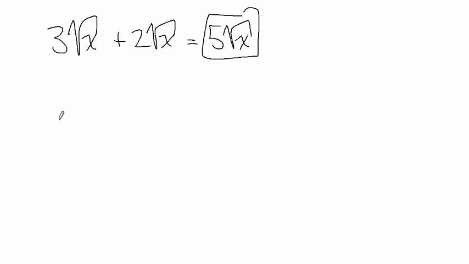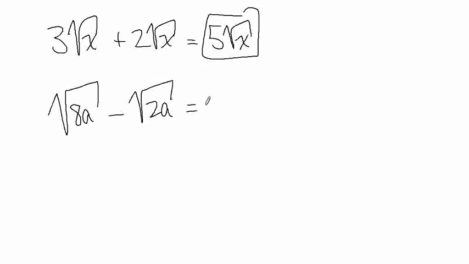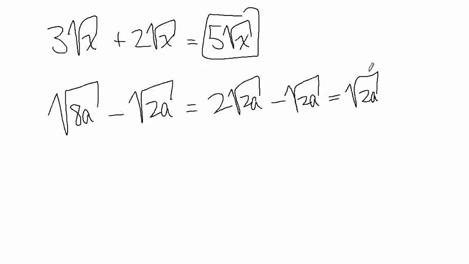And let's do a situation where we don't have the same expression underneath both radicals, but we can convert one of the radicals such that we do have the same expression underneath. Suppose I wanted to do the square root of 8a minus the square root of 2a. I can rewrite the first radical as 2 root 2a. And then now I can do the subtraction. I have 2 root 2a minus root 2a. That leaves a single root 2a for my answer.